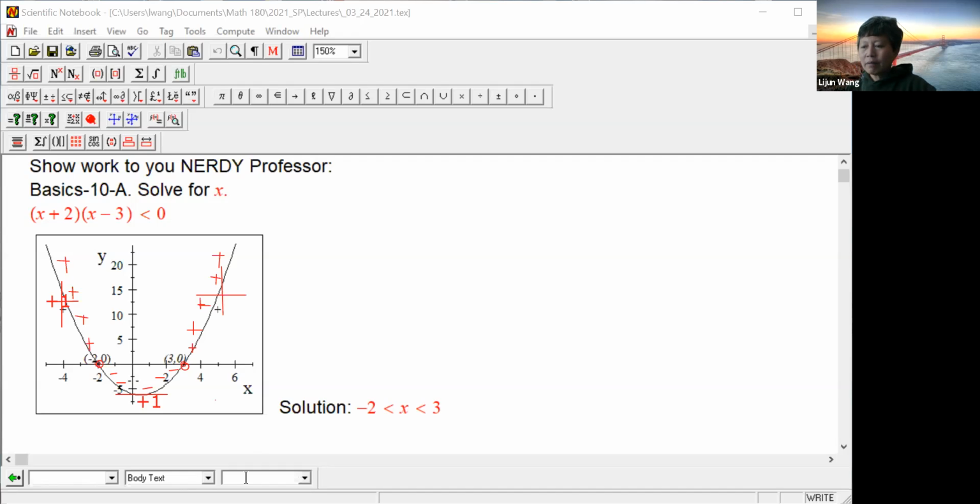Okay, from this you can start doing the rest of basic 10A, and tomorrow we're going to start working on quadratic. So we're doing between these two back and forth.